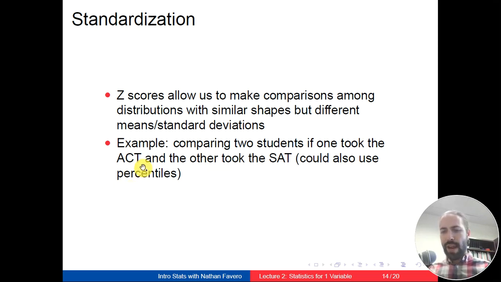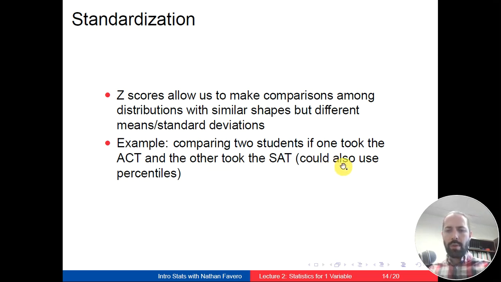But if it's just sort of random, like certain regions of the country are more likely to take one exam or the other, it's not that students who are more skilled are taking one exam or the other, then that's going to be a pretty decent way to be able to compare those two students.